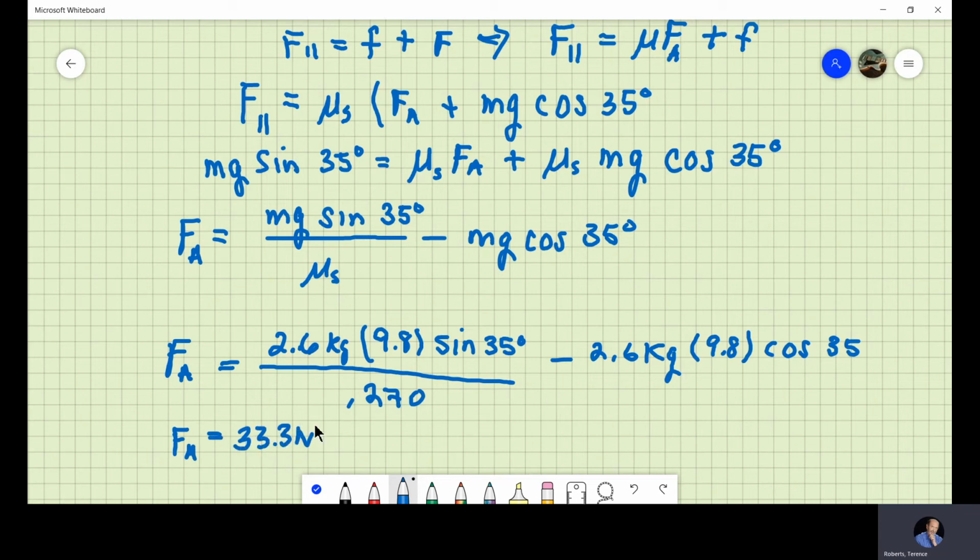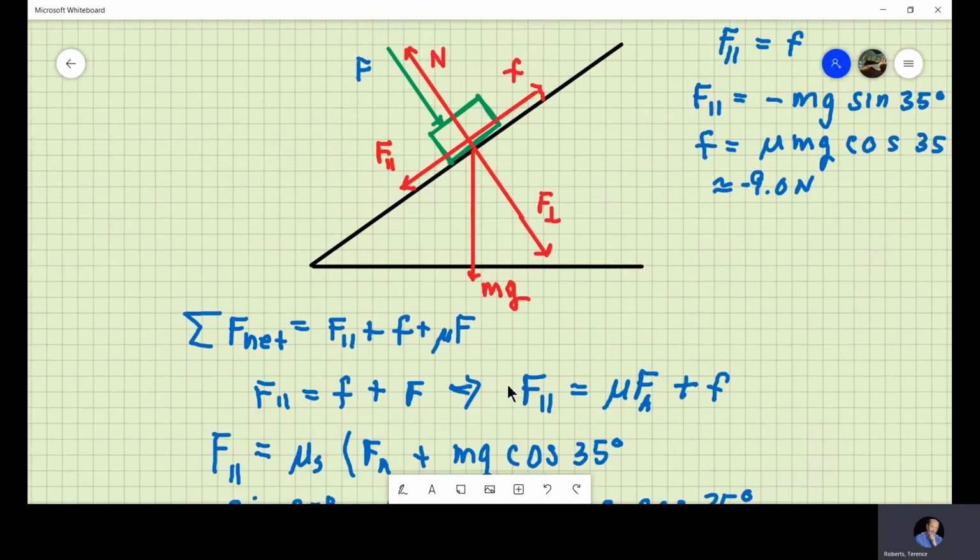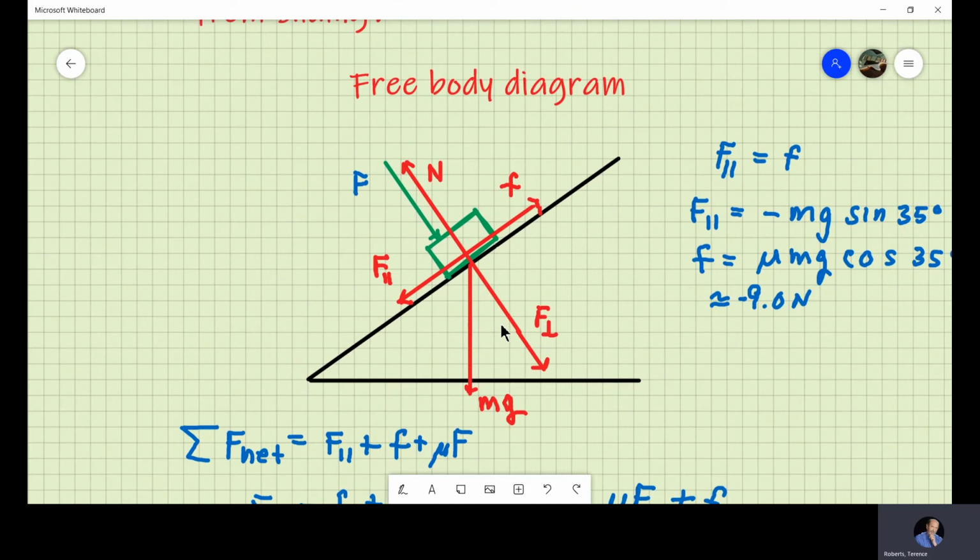33.3 newtons. Okay, so let's go back and just review what's happening right here. So we have a force, this green arrow is 33.3 newtons. And with that applied force, the crate is in equilibrium. Okay, so let's go on to another problem.